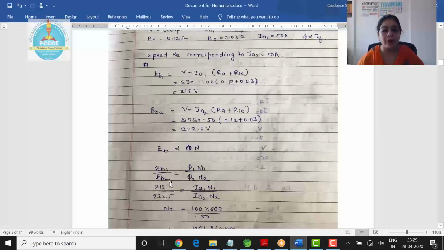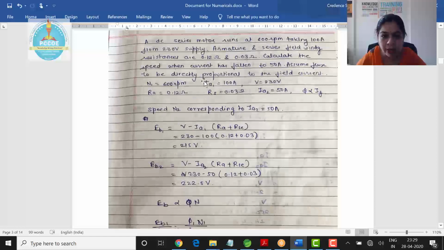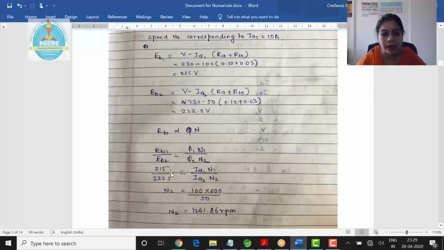I can write EB1 upon EB2 is equal to phi1 upon phi2 into N1 upon N2. But already it is given that we assume flux to be directly proportional to the field current. So I can write EB1 upon EB2 is equal to IA1 upon IA2 into N1 upon N2. IA1 is 100, IA2 is 50. So put this value, because in the series motor, the current in the supply, the current in the series field as well as the current in the armature is the same. So I can write phi1 and phi2 as IA1 and IA2.